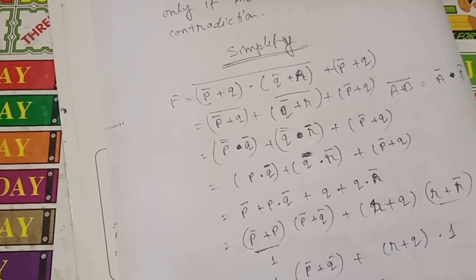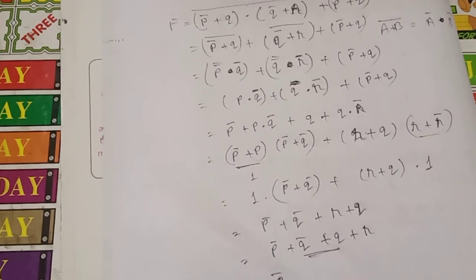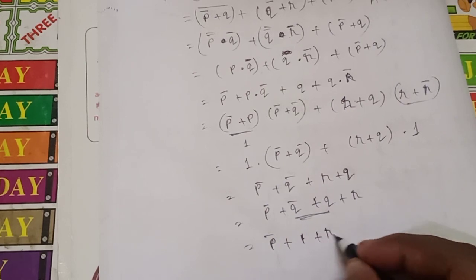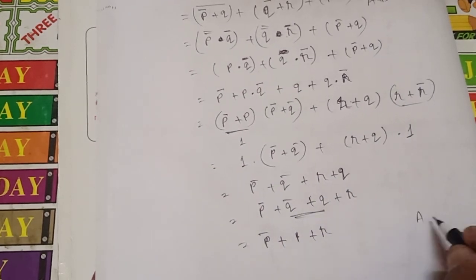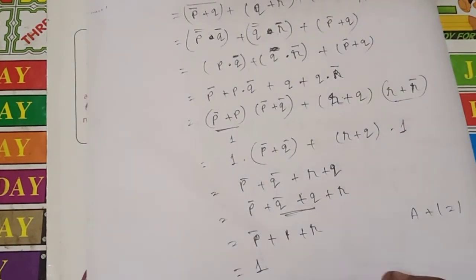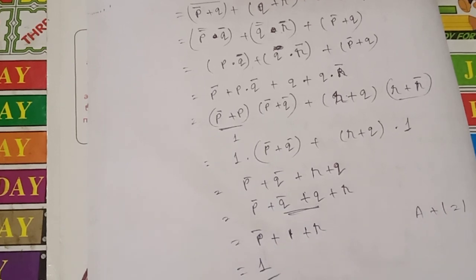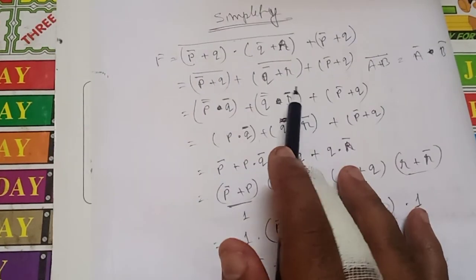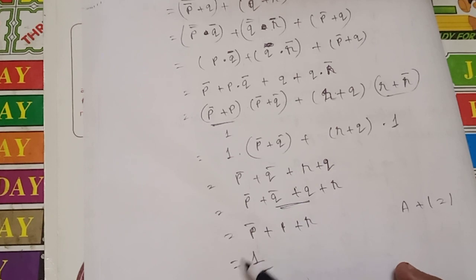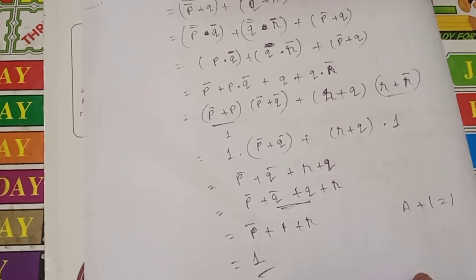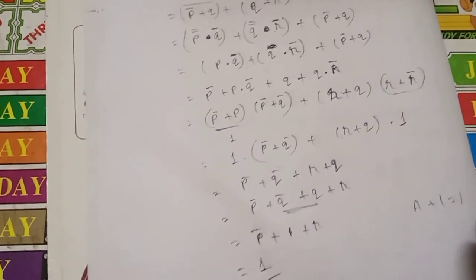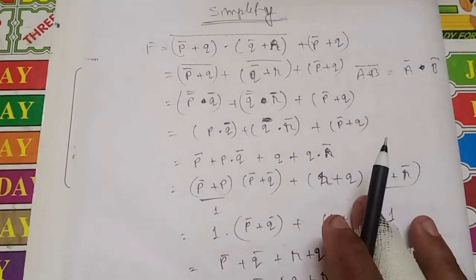This one means 1, so p bar plus 1 plus r. So we can use the formula a plus 1 is equal to 1, so we can write 1. So now the entire expression becomes 1. If you solve it through the truth table, you will find that the outputs are all 1, so you can say this expression is a tautology expression. This type of expression you can solve this way.